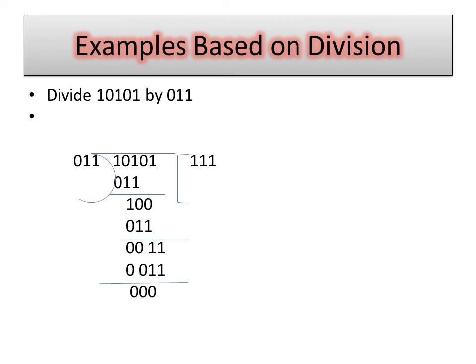Again 0, 1, 1 on multiplication with 1 will give the same result. Following the rules of binary subtraction, 0 minus 1 will give 1 by borrowing the 1 from the bigger number, and the second place will give 0 and the third place will also give 0. So the result is 0, 0, 1. Copying the next number, that is 1, again we are going to multiply with 1 and finally we'll get 0, 1, 1. Doing binary subtraction, we will get 0 as the remainder. So the quotient here is 1, 1, 1 and the remainder is 0.